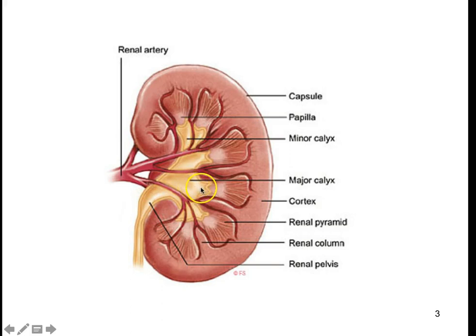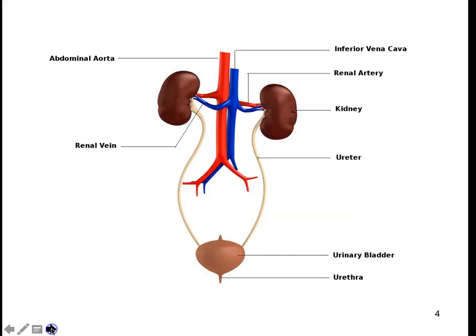And the reason why these are yellow is to indicate urine. And so every one of these pyramids makes urine, and then they pass into the minor and then the major calyx, and then pool in the pelvis of the kidney, where then it flows down the ureter. Okay, this is showing you the entire excretory tract, the urinary tract.